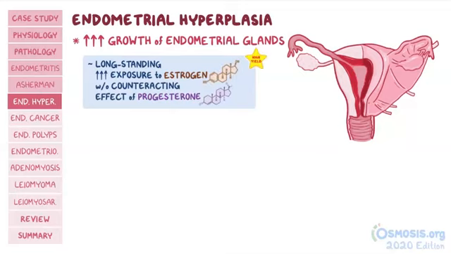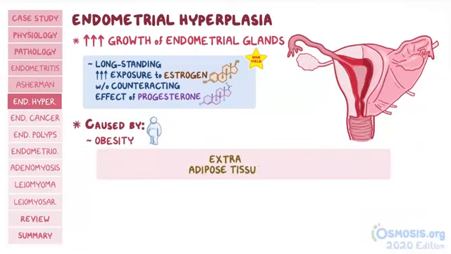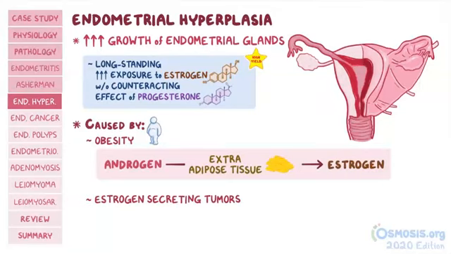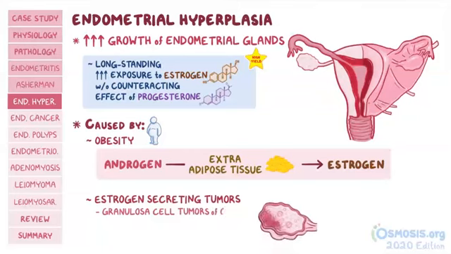For your exams, it's important to remember that this can be caused by a variety of conditions such as obesity, where the extra adipose tissue converts androgens to estrogen. It could also be caused by estrogen-secreting tumors, such as granulosa cell tumors of the ovaries.